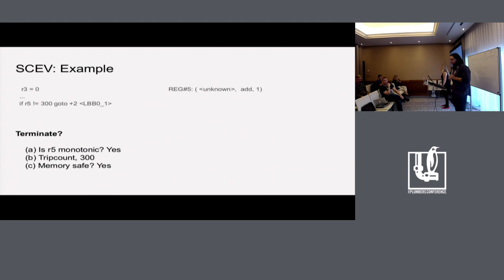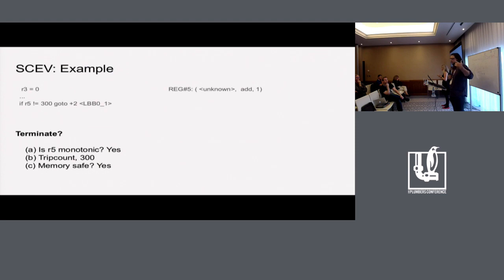All right, so now we have that table. The important one from the table is reg number 5, because if we look at the if statement here, we have R5 does not equal 300. We can ask some things about R5 looking at this register. It's a very simple example, but perhaps useful.